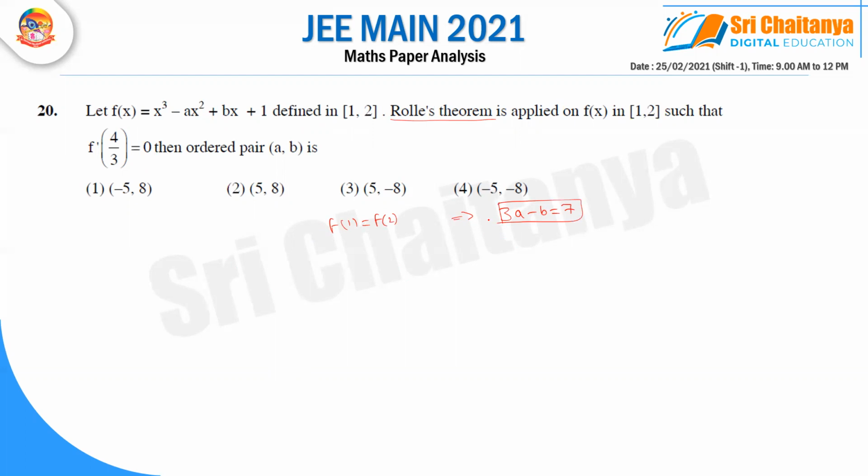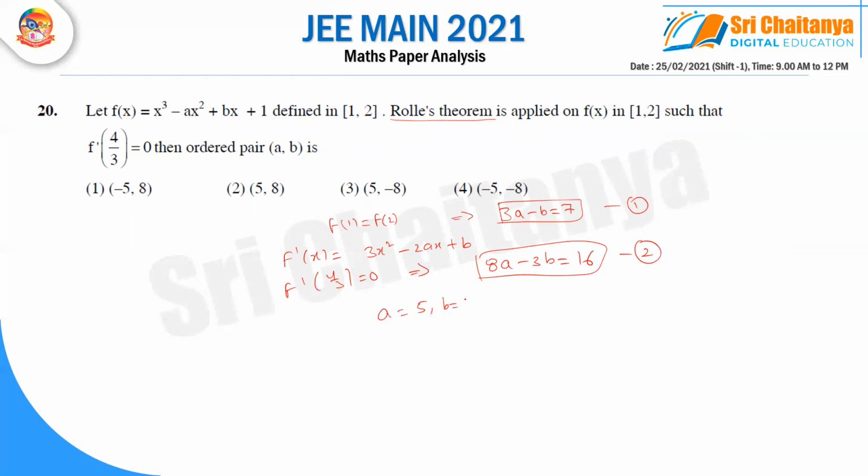After that, he said f dash of 4 by 3. So I will just differentiate normally. f dash x will be nothing but 3x square minus 2ax plus b. So f dash of 4 by 3 equal to 0. If you solve this, you will be left with something like 8a minus 3b equal to 16. Now we got two equations. This is my equation 1. This is my equation 2. If I do simultaneous solving, I will get a equal to 5, b equal to 8.